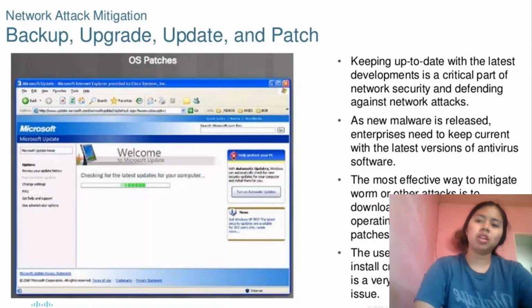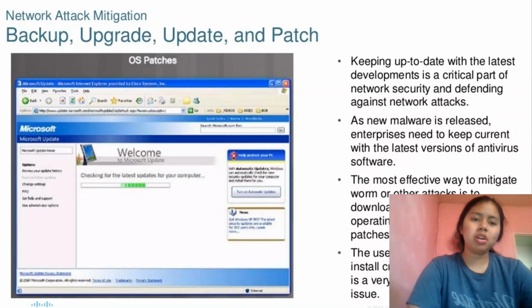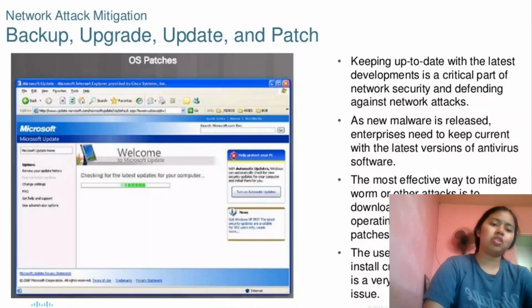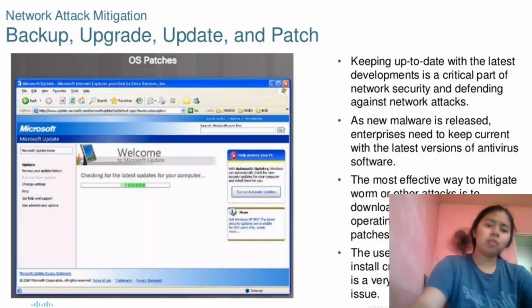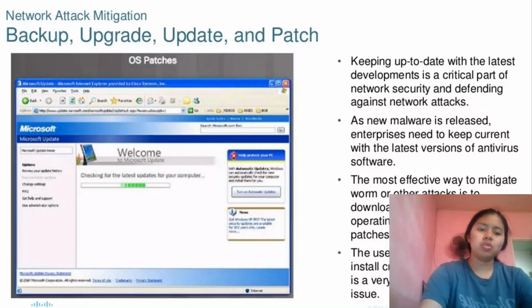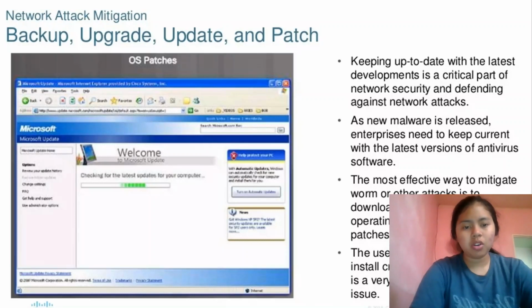Backup, upgrade, update, and patch. Keeping up to date with the latest development is a critical part of network security and defending against network attacks. As new malware is released, enterprises need to keep current with the latest version of the antivirus software. The most effective way to mitigate a worm or other attack is to download security updates from the operating system vendor and install the patches on the system.